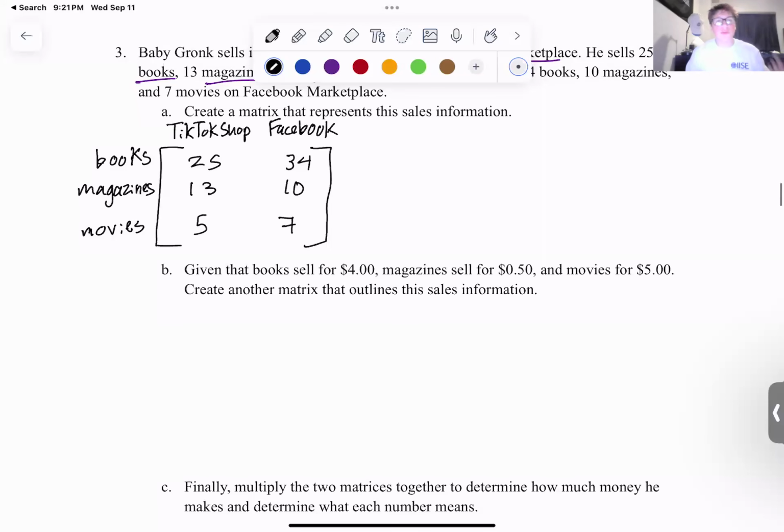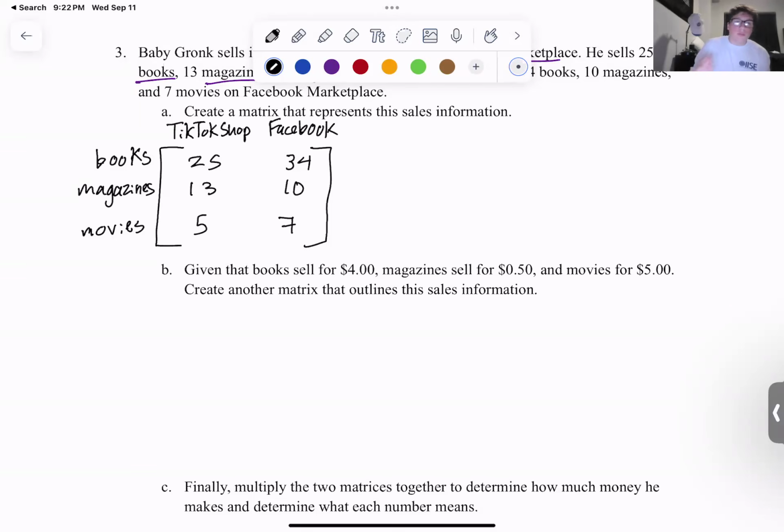Pretty simple, pretty straightforward. Word problems can be scary, but trust me, they're really not. Next part: given that books sell for $4, magazines sell for 50 cents, and movies for $5, create another matrix that outlines the sales information.